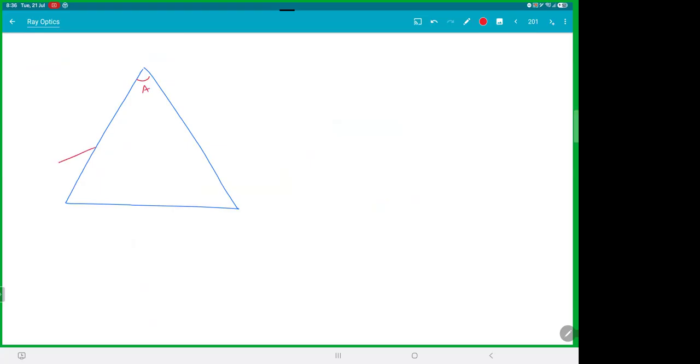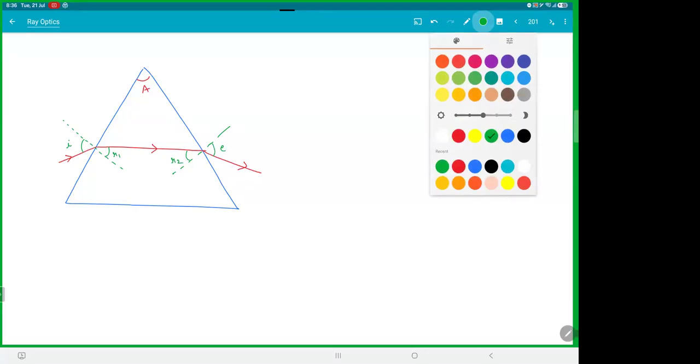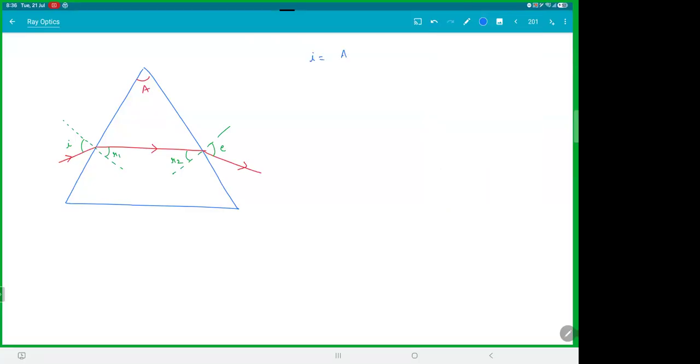So let's say the light ray is entering here. This is your normal. Then the light ray goes like this and comes out like this. This will be your other normal. So this angle will be your angle of incidence I. This will be R1, this will be R2, and this will be E. E is the angle of emergence.